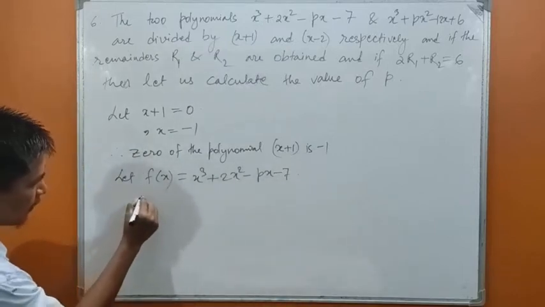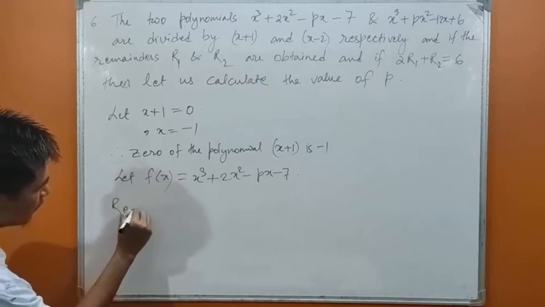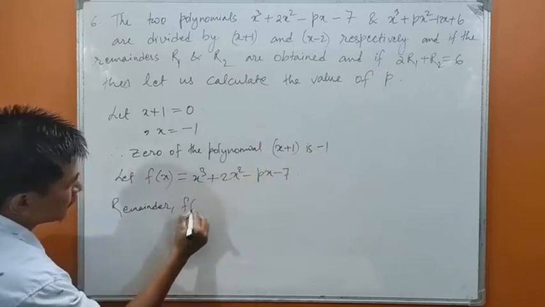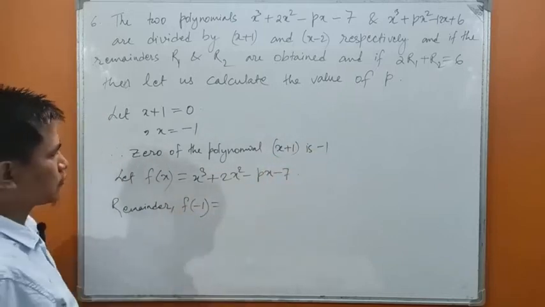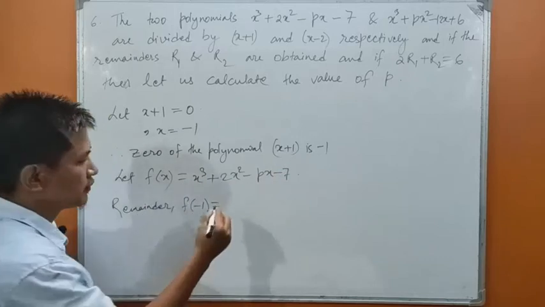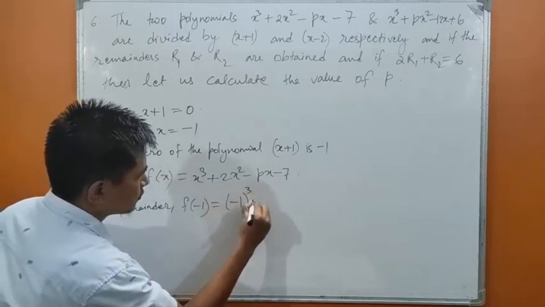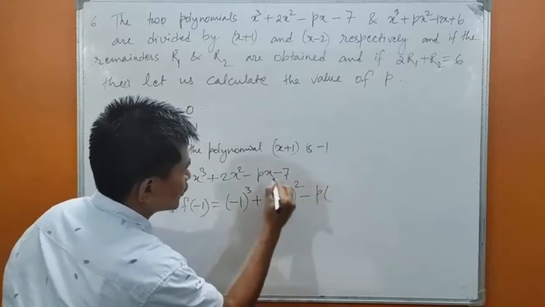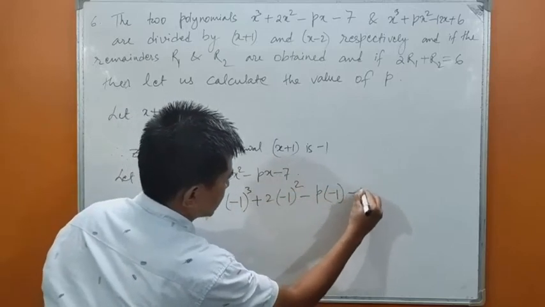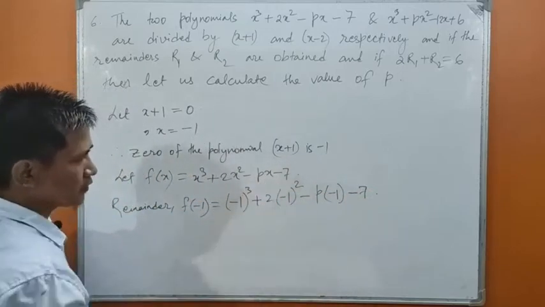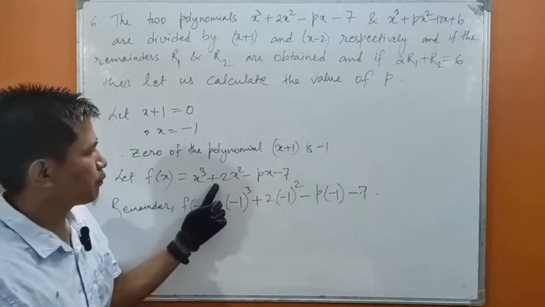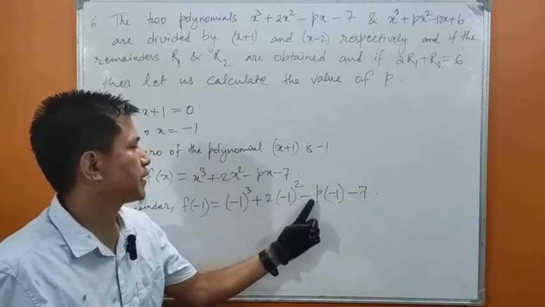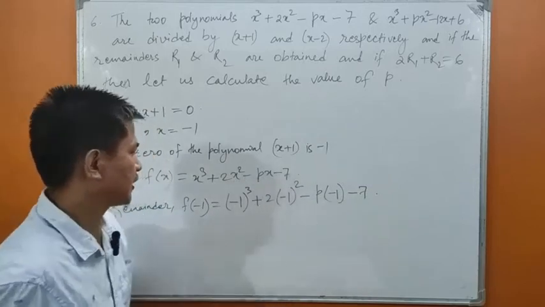So the remainder will be f(minus 1), isn't it? f(minus 1) will be the remainder. f(minus 1) equals, wherever we see x, we put minus 1. So minus 1 whole cubed plus 2 times minus 1 whole squared minus p into minus 1 minus 7. X cube means minus 1 whole cube, plus 2x square means 2 times minus 1 whole square, minus p times x means minus 1, minus 7.